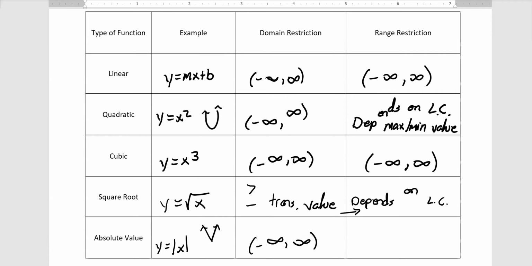Piece of cake. My range, however, depends on the leading coefficient. If I put a negative in front, it would flip this V over. It also depends on the maximum or minimum value if I shift this up or down. So it depends on the leading coefficient and the max-min value.